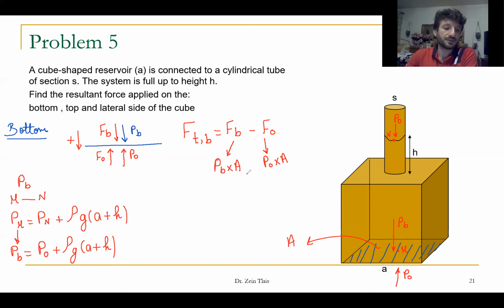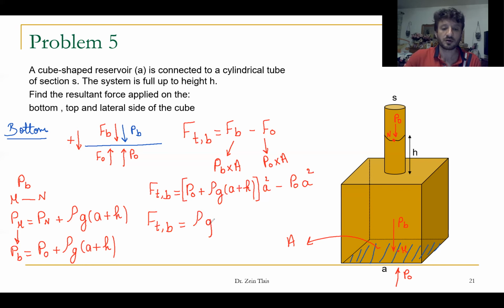So we can write F total at the bottom equals (P0 plus rho g (a plus h)) times a squared minus P0 a squared. The P0 a squared terms cancel. Finally we get F total at the bottom equals rho g (a plus h) a squared. This is the value of the total force applied on the wall.